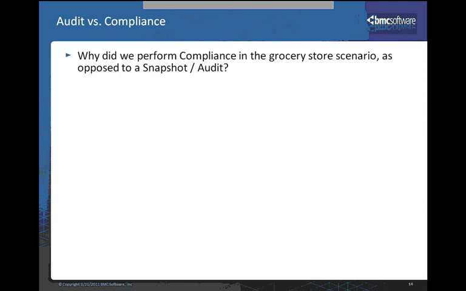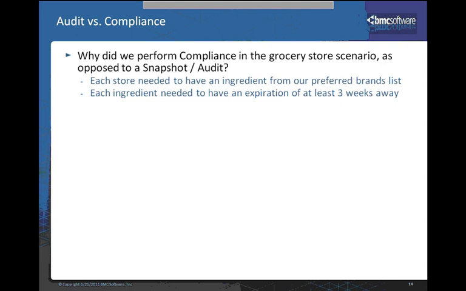So in regards to audits versus compliance, why do we perform compliance in the grocery store scenario as opposed to just doing a snapshot or an audit? Well, the first reason is that each store has to have an ingredient from a preferred brand list, meaning it could be from brand A or brand B or brand C and so forth, all the things in our promotion. And also each ingredient needed to have an expiration of at least 3 weeks away.